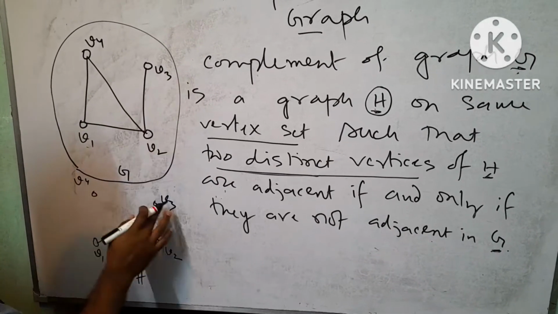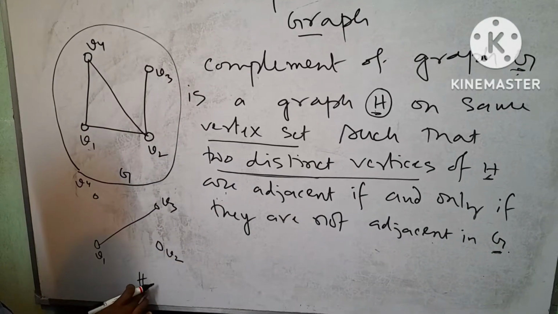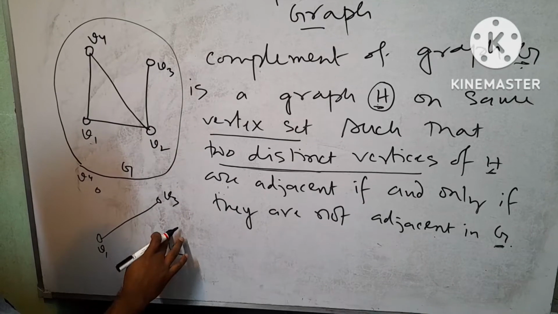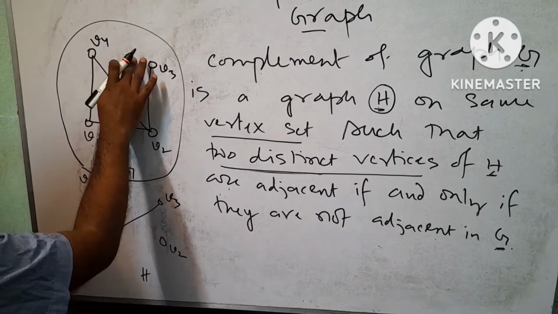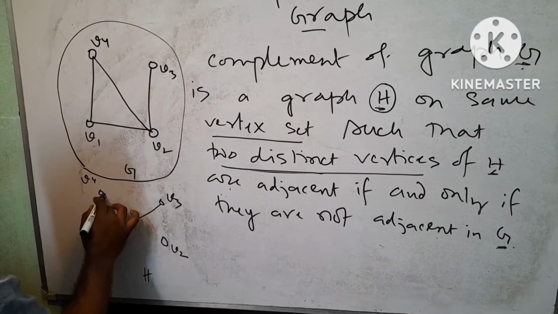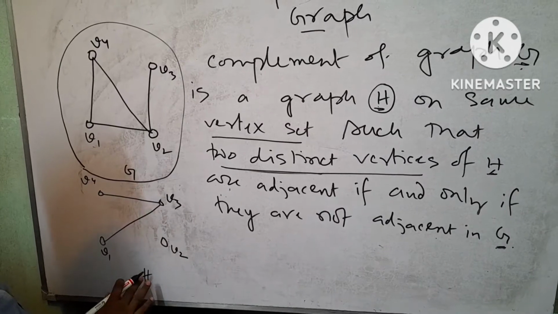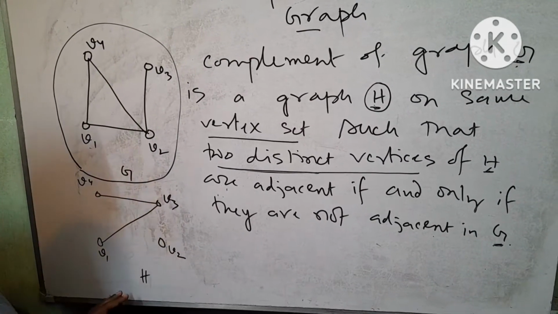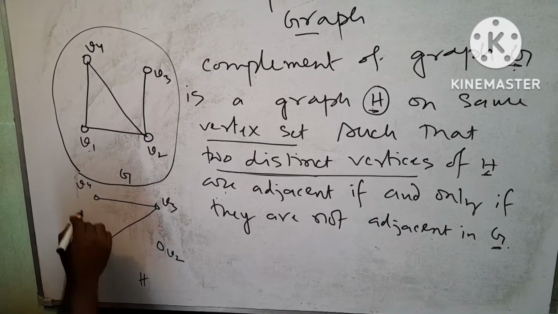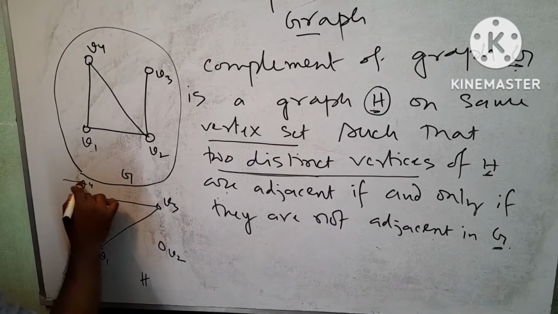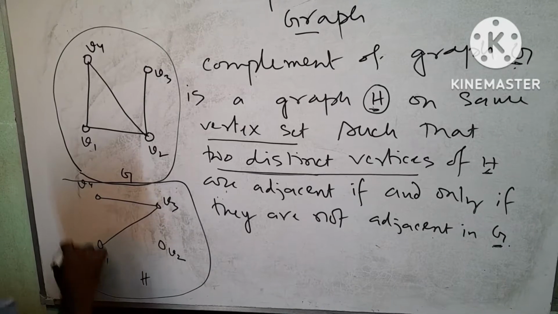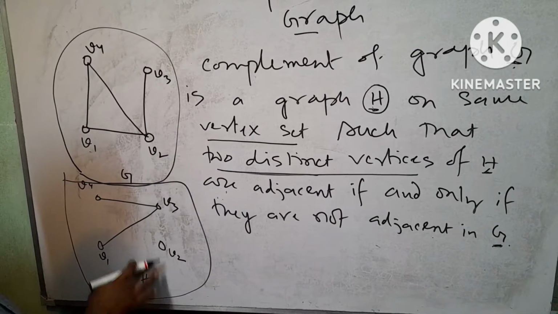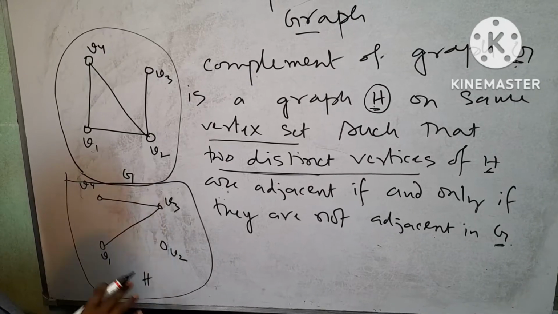Next, V3, V1, they are not adjacent. So they are adjacent in H. V3, V2, they are adjacent. So they are not adjacent. V3, V4, they are not adjacent here. So they are adjacent in H. V4, V1, they are adjacent. Okay. So this is the complement. This graph is the complement of this graph G. This is the graph H and this graph is the complement of this graph G.